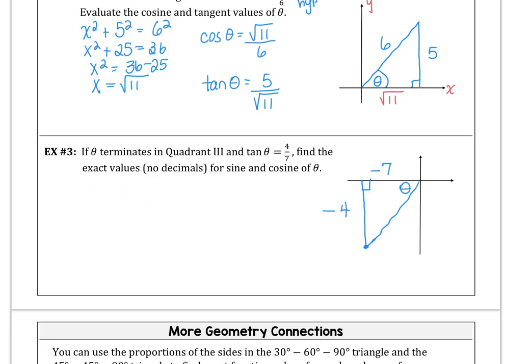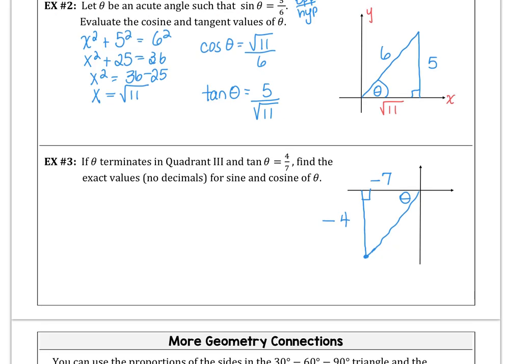Looking for the length of the hypotenuse, we need the Pythagorean theorem, so -7 squared plus -4 squared is the radius squared. That's 49 plus 16 is the radius squared. So 49 and 16 is 65, and if we take the square root of both sides, we have the length of the hypotenuse, radical 65.